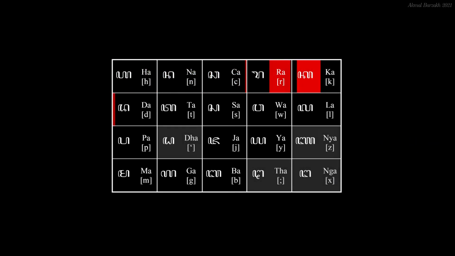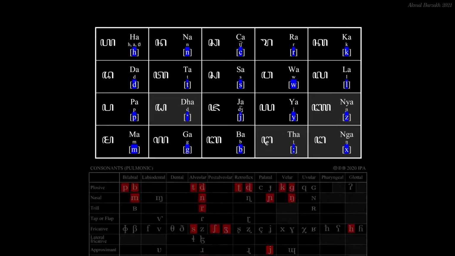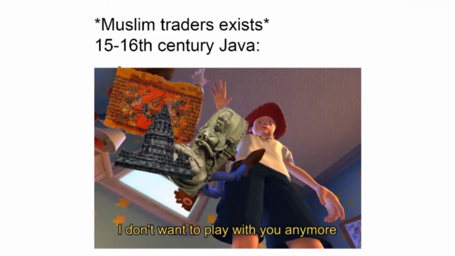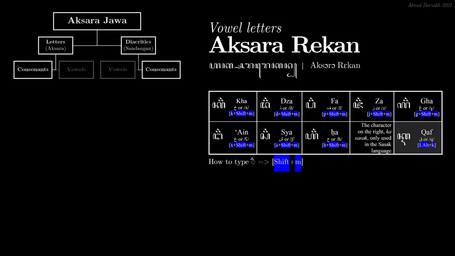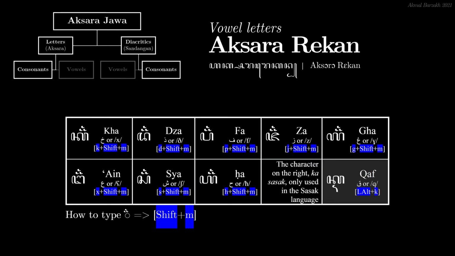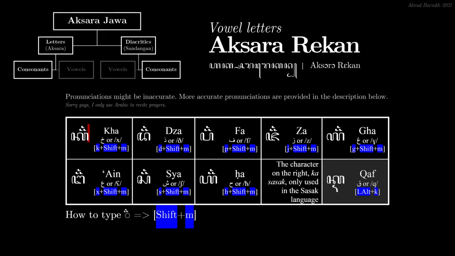If you think that those 20 initial characters, or Aksara Nglegena, are missing a lot of consonants, then you're right. Because when Islam spread in Jawa, it brought several unique consonants from Arabic, and these consonants were absorbed by Aksara Jawa in the form of Aksara Rekan. The orthography of these characters is basically your usual Nglegena but slapped with 3 dots on top. And Aksara Rekan includes kho, dho, fa, za, go, ain, sha, ha, kof.